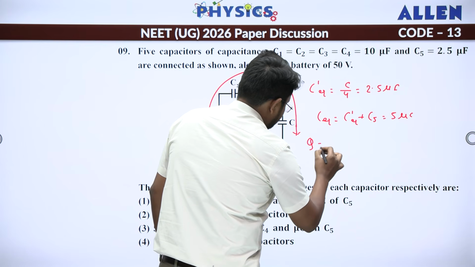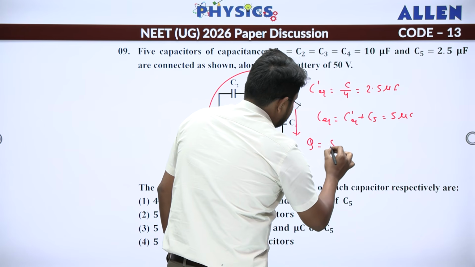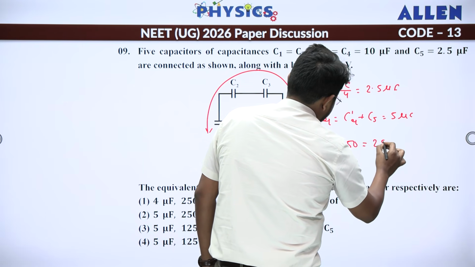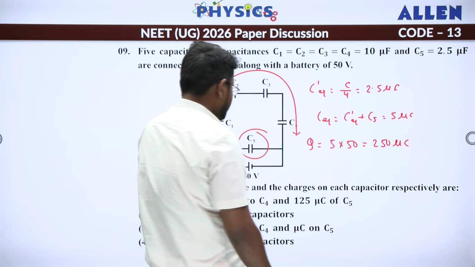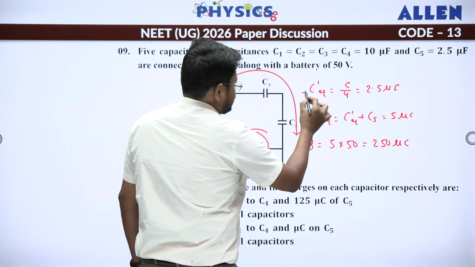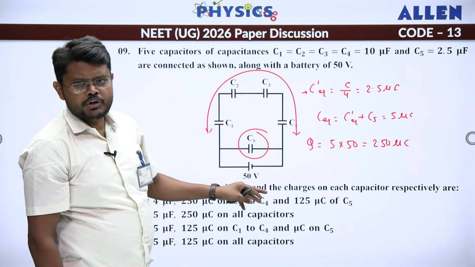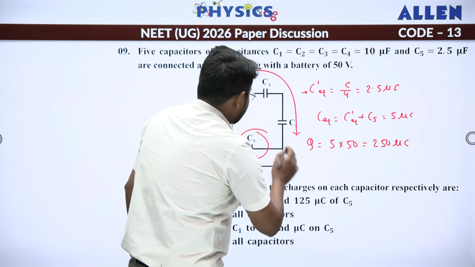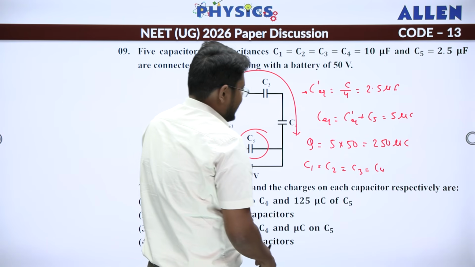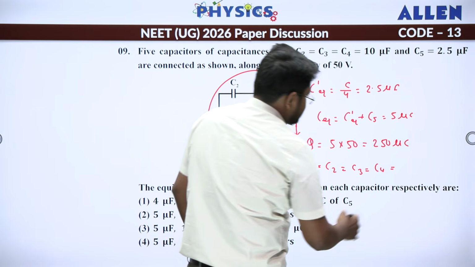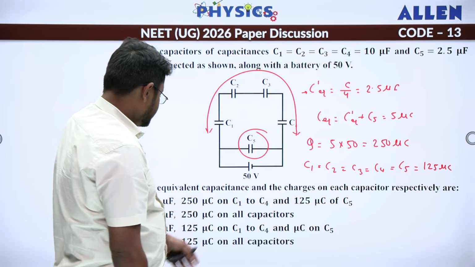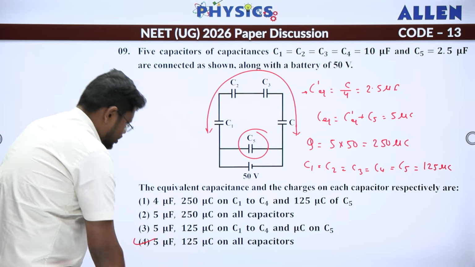Okay. So, charge Q equals C equivalent into V. So, 5 into 50. So, this is coming out to be 250 microcoulomb. But here you have to be careful, from C1 to C4 it is in series. So, this equivalent is in parallel with C5. So, in both of them charge is going to be equally divided. So, that is the reason why in C1, C2, C3, C4 as well as C5, because C5 is in parallel with this equivalent, it is equal to 125 microcoulomb. So, in all of them charge is 125 microcoulomb and C equivalent is 5 microfarad.